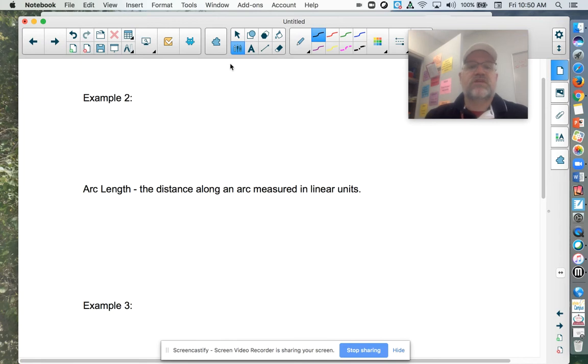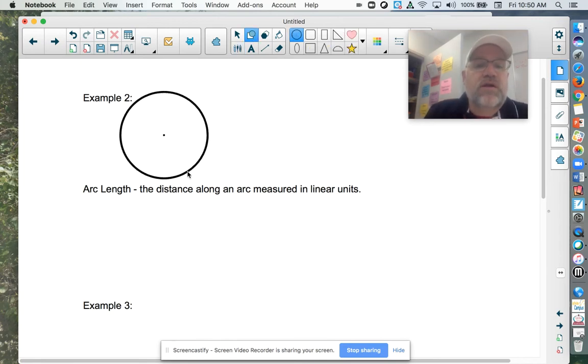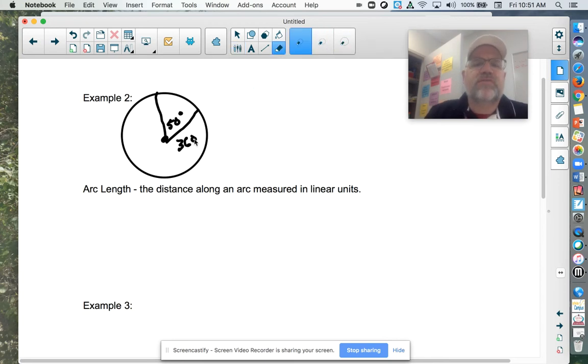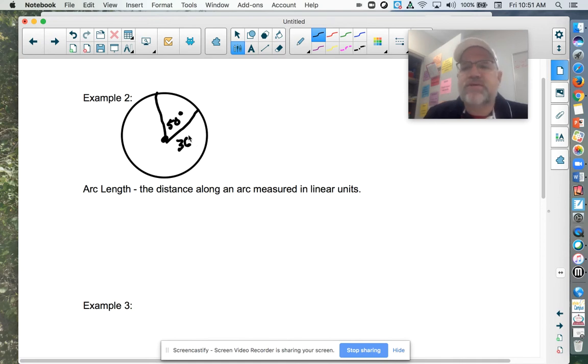Okay, so let's go to example 2. I got my circle. I've got a sector. I'll tell you that this angle is 50 degrees. I'll tell you that the radius is 360 feet. Now I'm going to change that. I'm going to say it's 36 feet. And remember, feet is marked with just one dash. So my radius is 36 feet. My central angle is 50. So let's plug it into that formula.